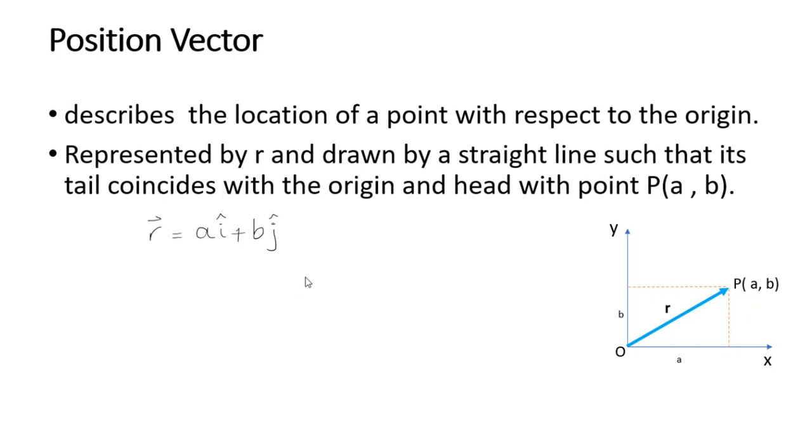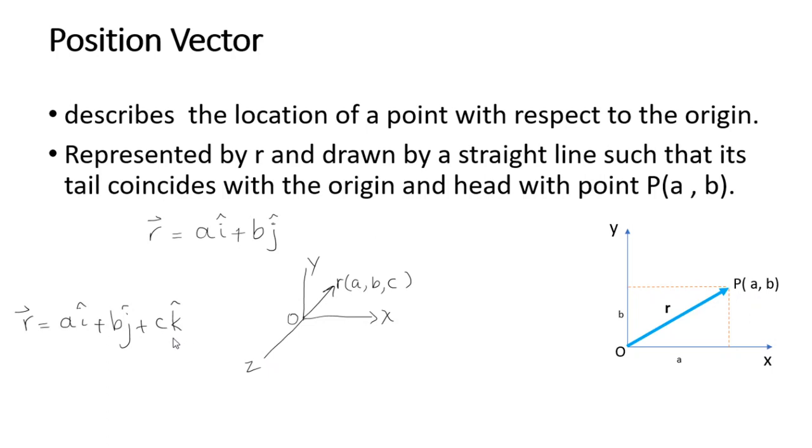If the R vector is in three dimensions, for example x, y, and z, and this is origin O, and R is somewhere in three dimensions, and A, B, C are the rectangular components along the x, y, and z axes, then we can write the position vector in terms of its components like this: AI plus BJ plus CK, where K is the unit vector along the z-axis.